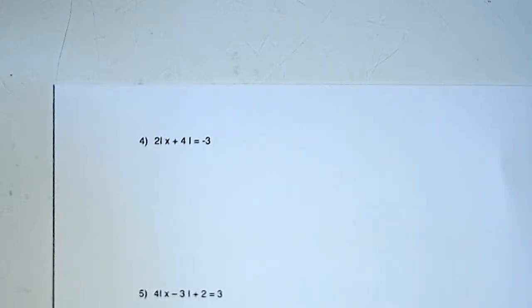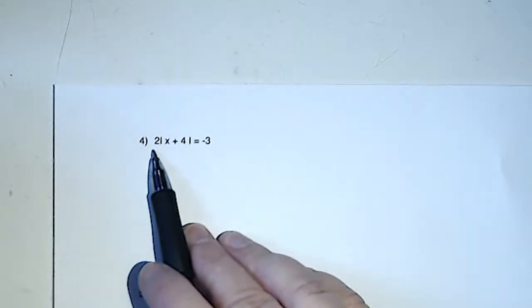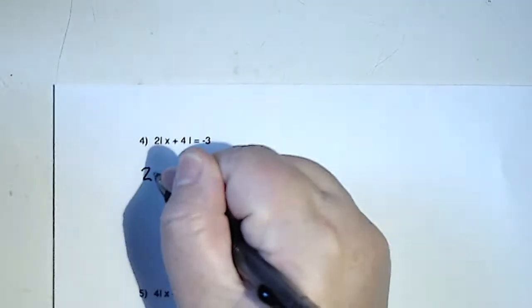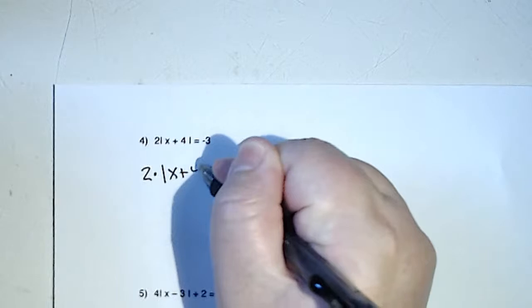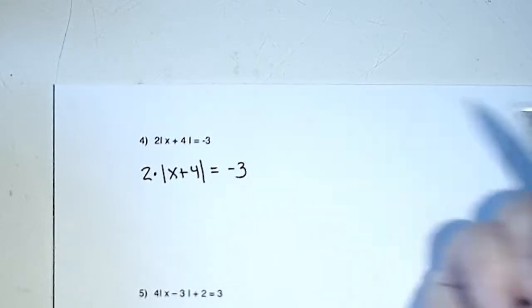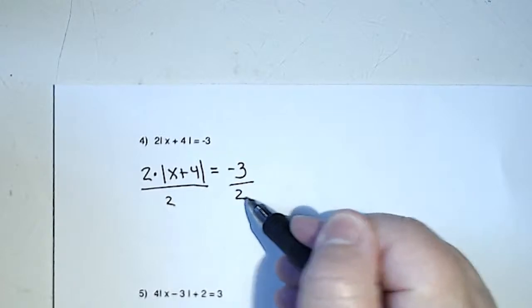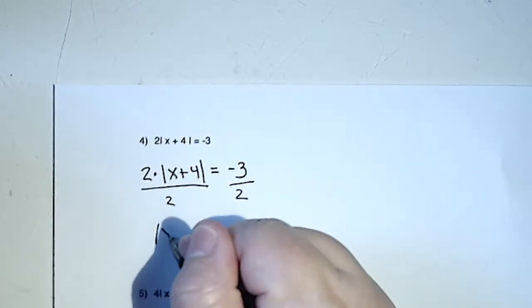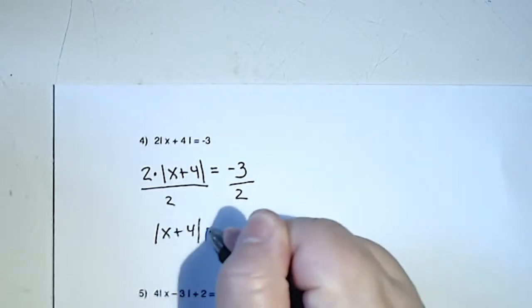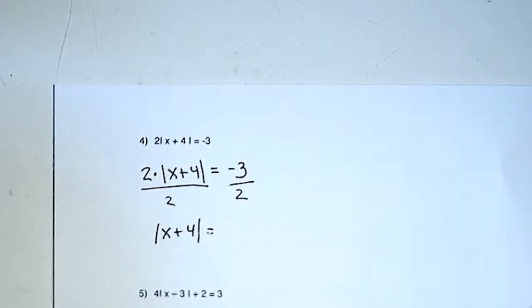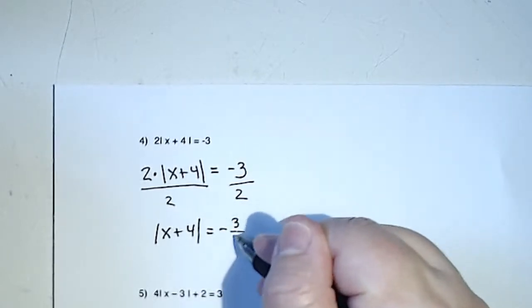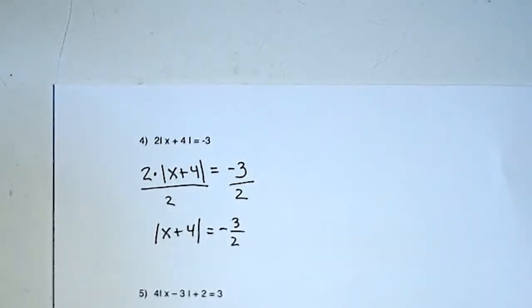So what I'm going to do is just like with the previous one, I've got absolute value, but I've got this 2 times the absolute value of x plus 4 equals -3. So I'm going to divide the whole left side by 2 and the whole right side by 2, so that I get just the absolute value. -3 over 2 is either -3 halves, or if you prefer, it's -1.5. That would be fine as well.